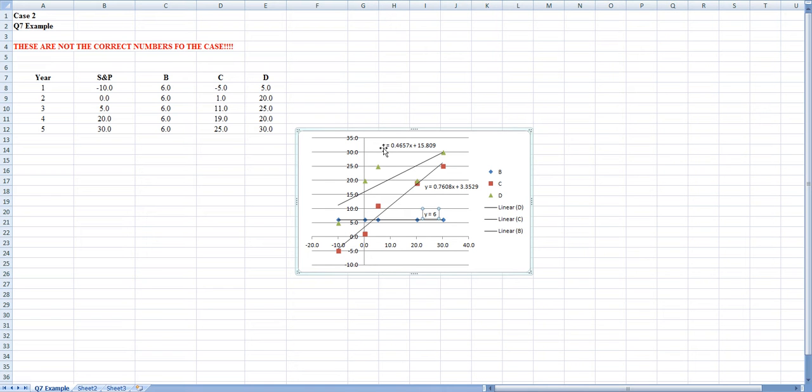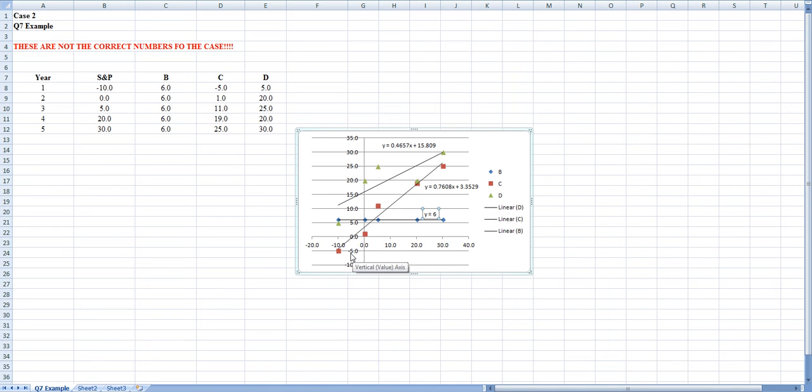And from this is the regression equation where y equals mx plus b, where this is our slope and this is our y-intercept. And what we care about for this is the slope coefficient, or the x coefficient, 0.4657. That is our beta, right? Because beta is the slope of the regression line regressing the market against the stock's returns.